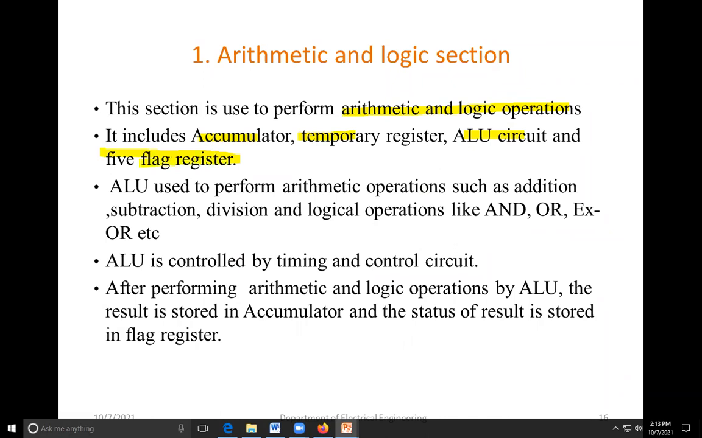What is meant by flag register? We'll discuss this. The logical operations are AND, OR, XOR. Arithmetic operations means addition, subtraction, multiplication. Then timing and control circuits are there, and they perform the arithmetic, and the result is stored in the accumulator and also in the flag register.